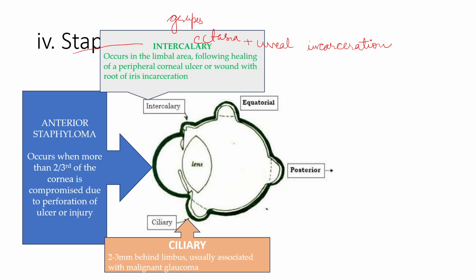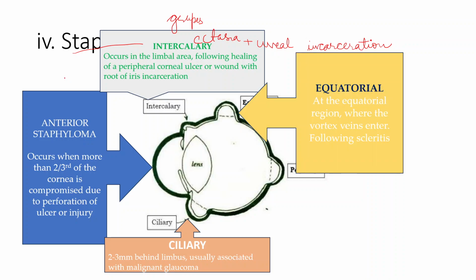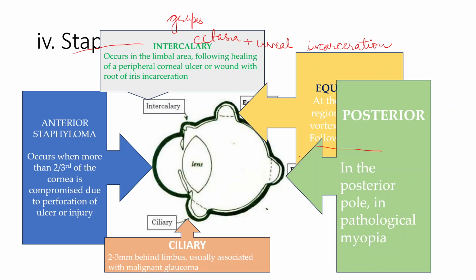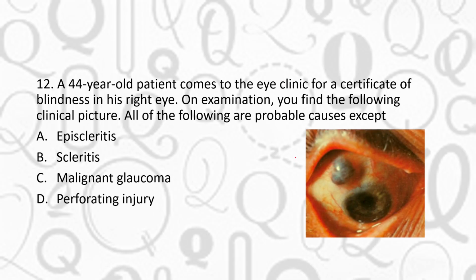What is a ciliary staphyloma? It is present 2 to 3 mm behind the limbus. So intercalary is at the limbus, ciliary is 2 to 3 mm behind the limbus, where the ciliary body is present, and it's usually seen in malignant glaucoma. Equatorial staphyloma is seen at the equatorial region, where the vortex veins occur, and it's usually following scleritis. Posterior staphyloma is not following scleritis. It is seen in pathological myopia.